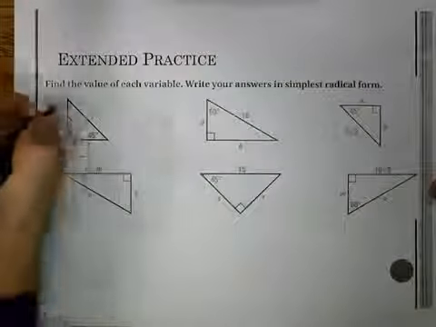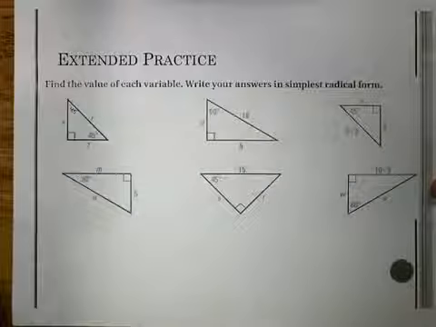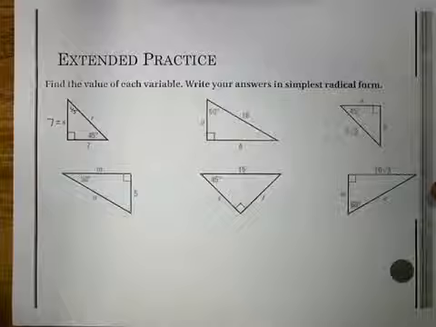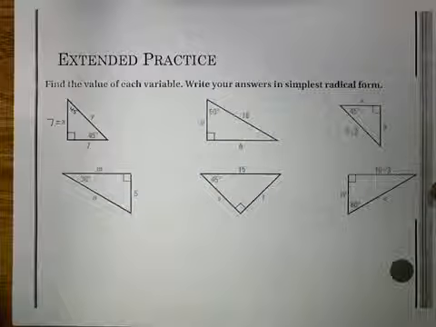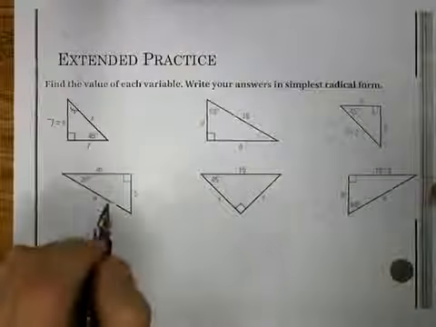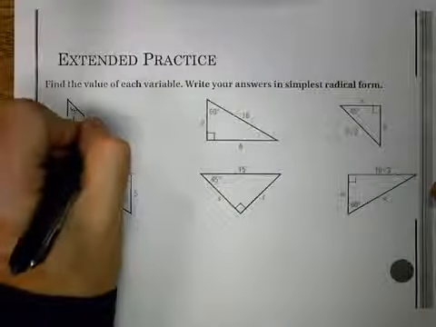45 there, that means this one's also 45. First thing we know about a 45, 45, 90 is it is isosceles. So x is 7. That's the other leg. And then if we go from leg to hypotenuse, we need to multiply by root 2. So that means y would be 7 root 2.